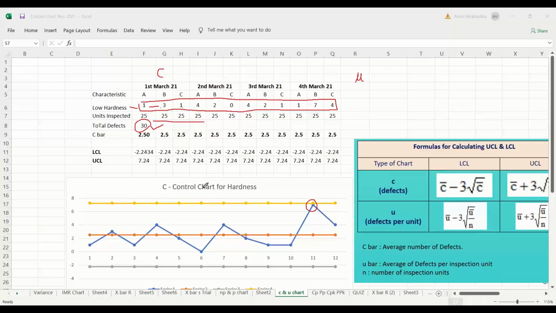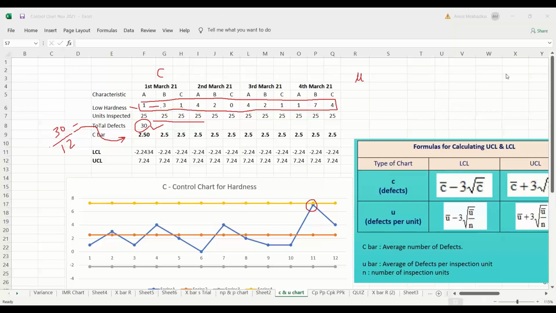Then what is the C bar? C bar is the average number of defects. So you have checked how many times? 1, 2, 3, 4, 5, 6, 7, 8, 9, 10, 11, 12. So it's the average number of defects per shift. You are checking every shift, that's why the average number of defects per shift. So 30 divided by the 12 times you have checked here, that comes to 2.5. So C bar is 2.5.